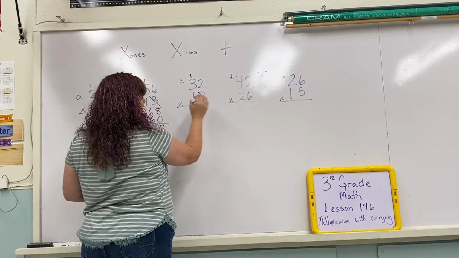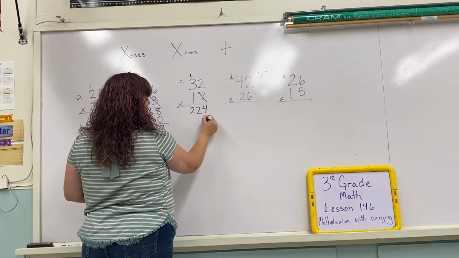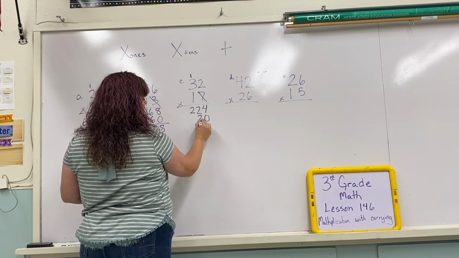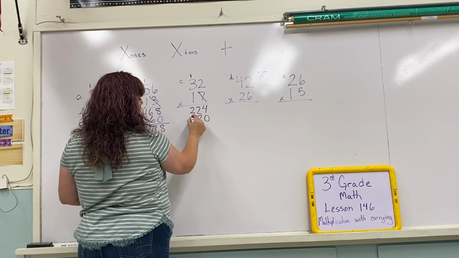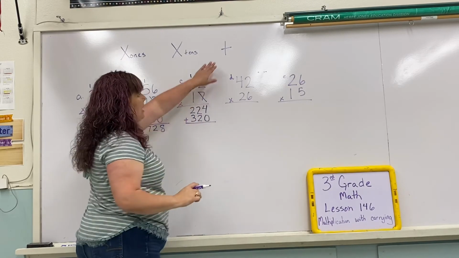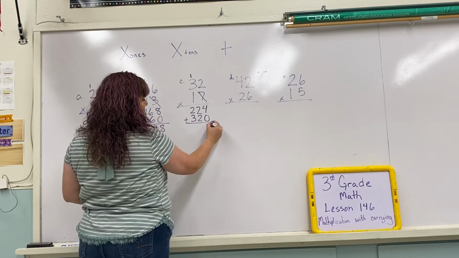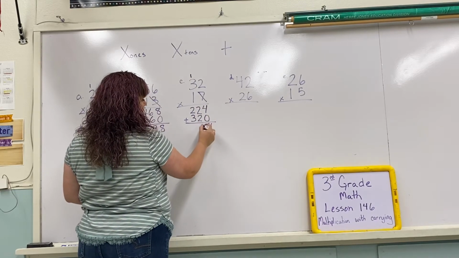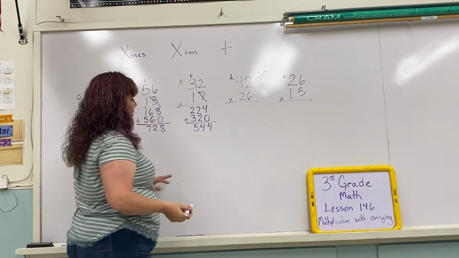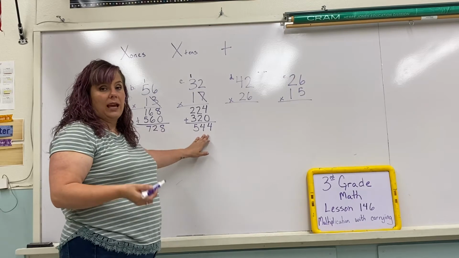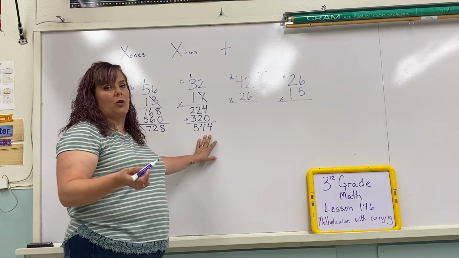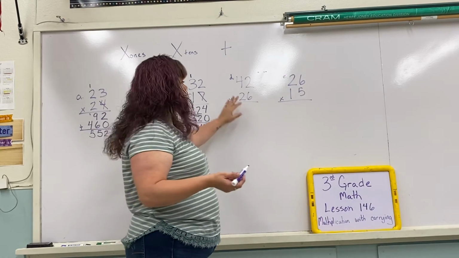Now we're done with our ones. We're going to go to our tens. No more ones, all done. 2 times 1 is 2. 3 times 1 is 3. We're going to add them together, our last step. 4 plus 0 is 4. 2 plus 2 is 4. 2 plus 3 is 5. Our answer is 544. Again, if I went too fast for you, feel free to pause me so you can finish the problem. And we're going to go on to letter D.